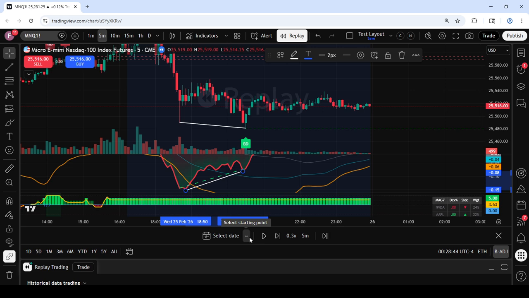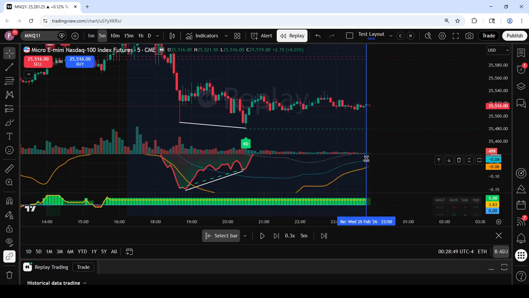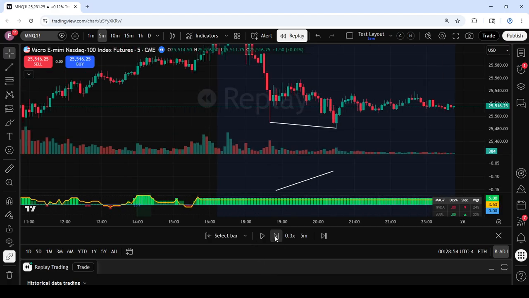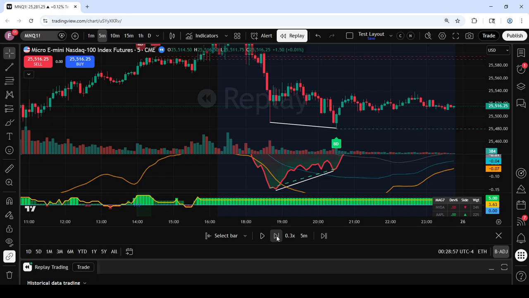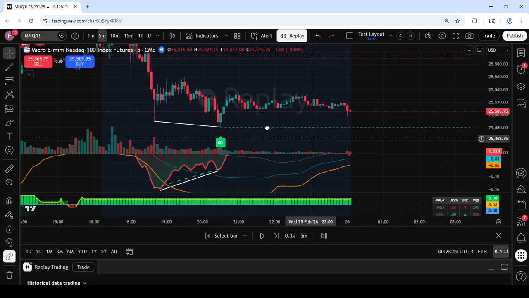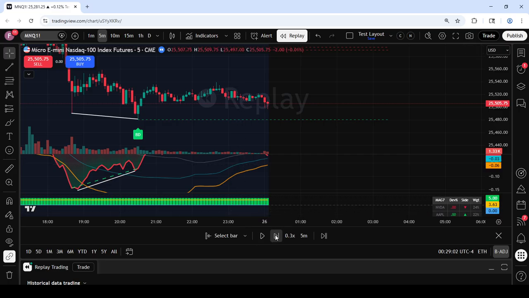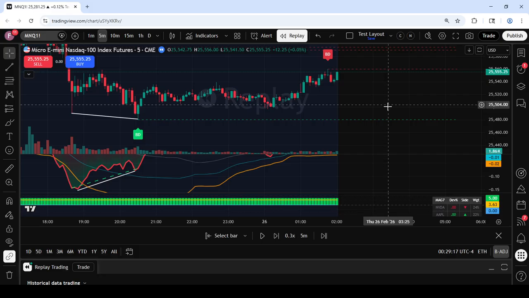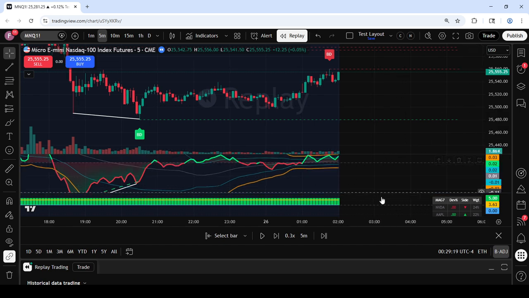Anyways, we will select a bar here, and we begin trading. So let's go. You step forward. Oh, all right, I went too fast there. All right, so we got bearish divergence. Let's see.